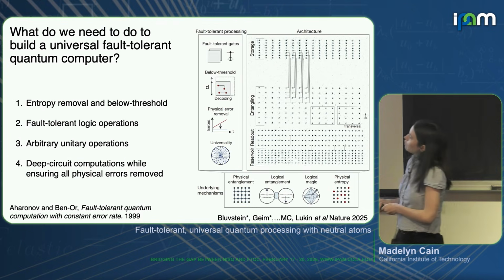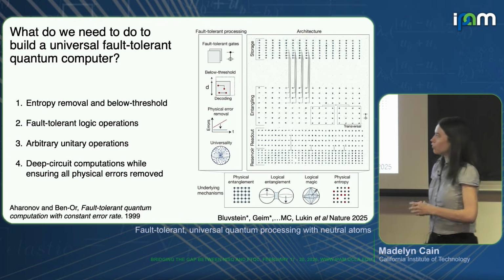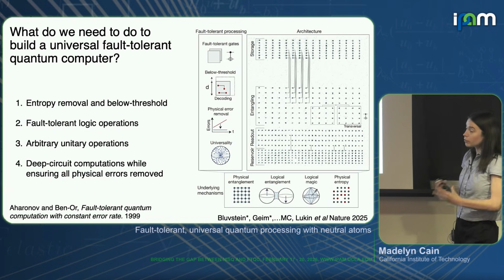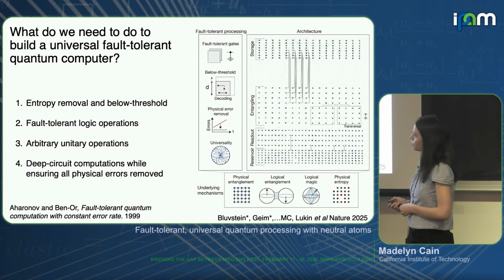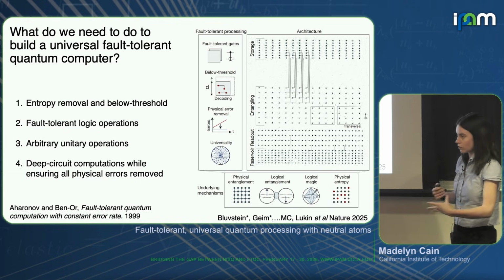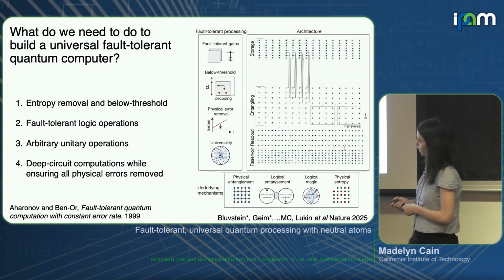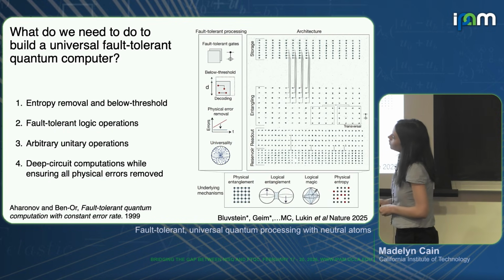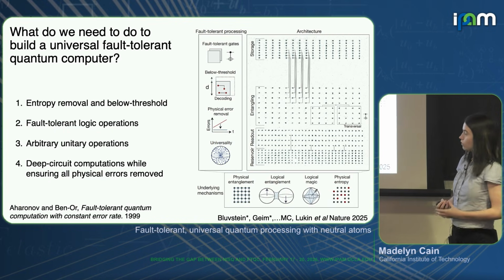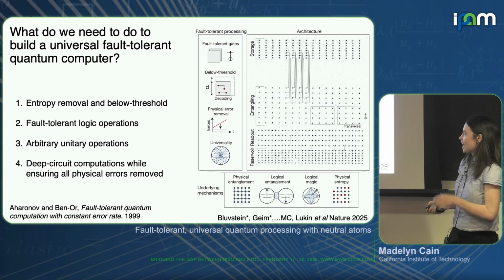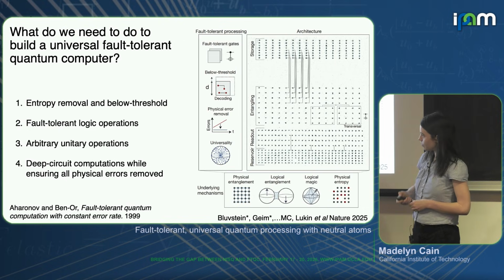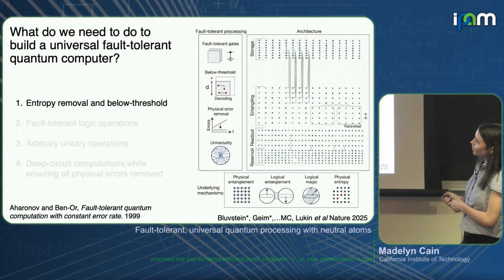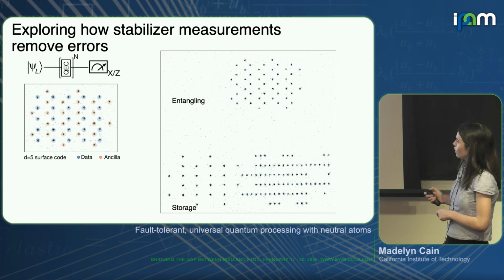So I'll first start by talking about how we can remove entropy from logical qubits and see this below threshold behavior in our system. Then I'll talk about how we can start doing logic gates, focusing on transversal gates. Then I will talk about how one can do arbitrary unitary operations. And I'll end by discussing how deep circuit computation looks in this modality. So let's start with just removing entropy.